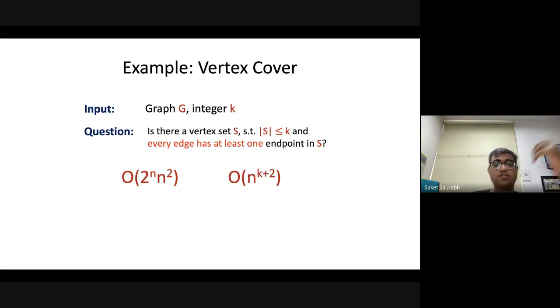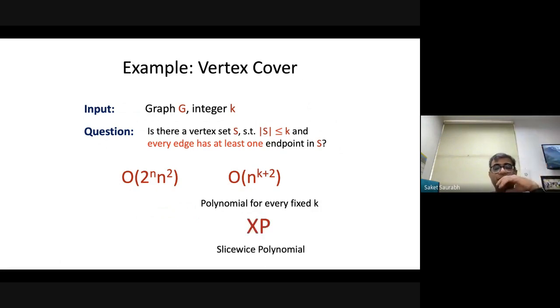So here is a 2 to the power n times n squared algorithm. You try all possible subsets, like n choose k, or you can evaluate the running time as n to the power k plus 2. So this algorithm is polynomial for every fixed k, right?